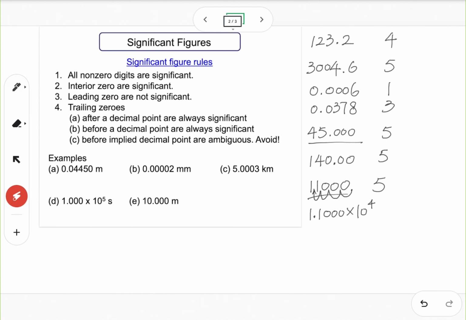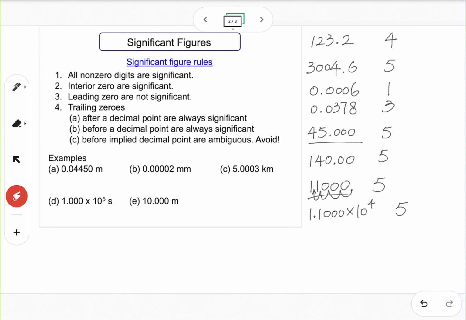Now it's easier for us because when you look at this part, you have 3 trailing zeros and 2 non-zero digits. So the number of significant figures for this number is going to be 5. And please remember, when you count the significant figures for scientific notation, you ignore the exponent part. All right, so these are the rules.